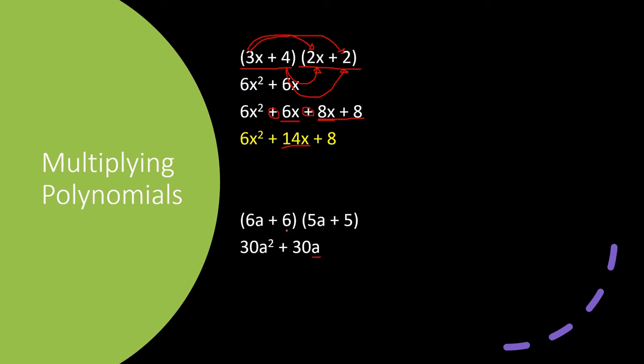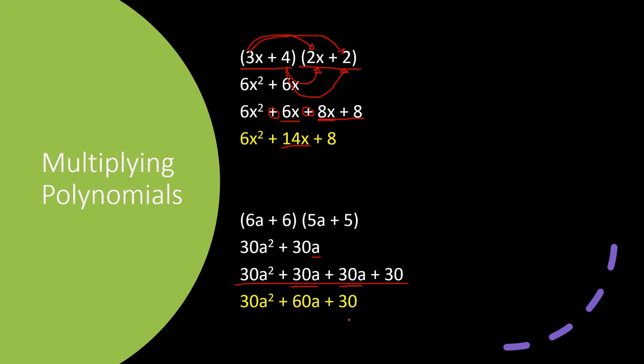I'm going to multiply the 6 times 5a, and that's going to be equal to 30a, and then the 5 times the 6, that 6 times the 5 is going to be equal to 30. Okay, I'm almost done with my problem. I can tell that this is my answer. However, I still have to simplify it. So I have some like terms in here that I can combine. When I combine the 30a and the 30a in here, that's going to be equal to 60a, and therefore my answer will be 30a squared plus 60a plus 30.